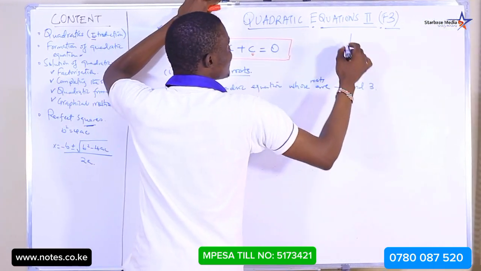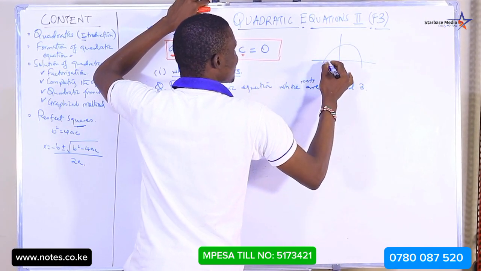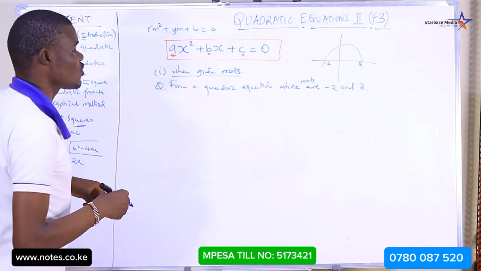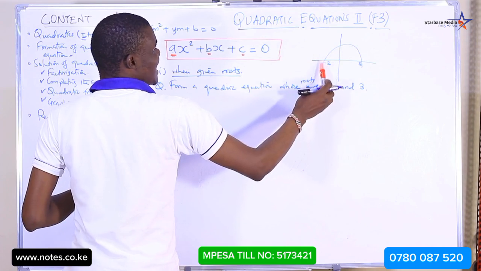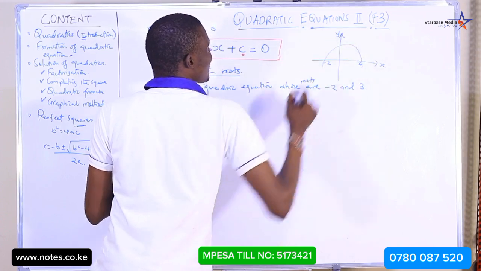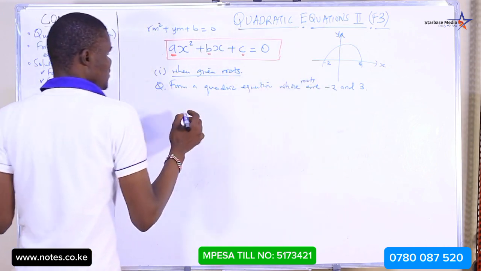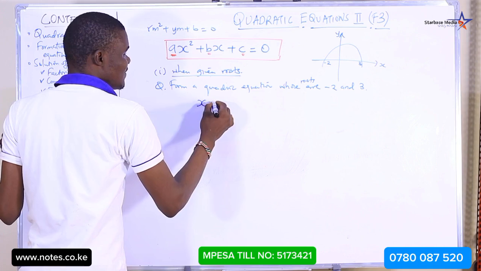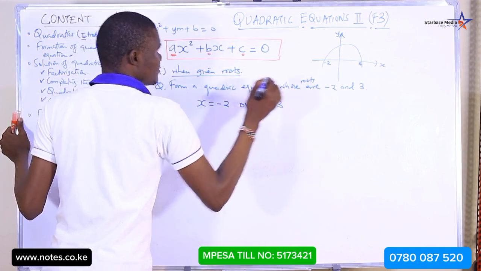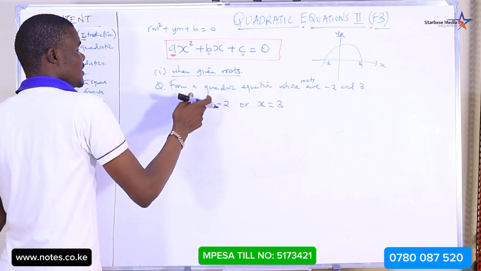Basically, or graphically, this is what they mean: can you find the equation of this curve where here is -2 and here is 3. The most important thing is to know that where the line cuts the x-axis, those are the roots. Those are the roots for the curve, or the roots for the equation. So for this one, we are going to say that x is either -2 or x is 3. For us to form a quadratic equation, we are going to bring this to the other side.